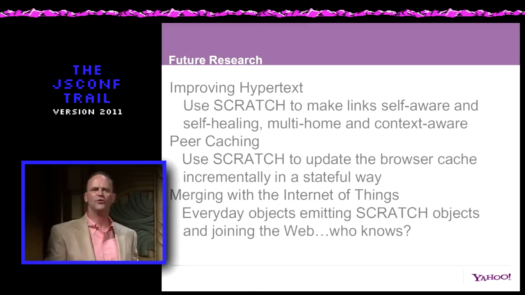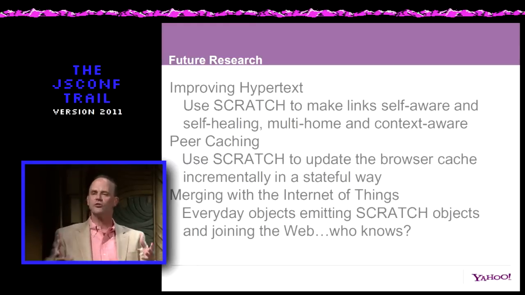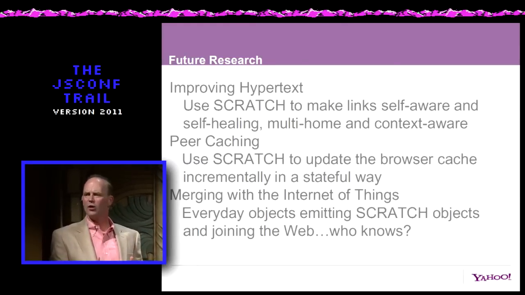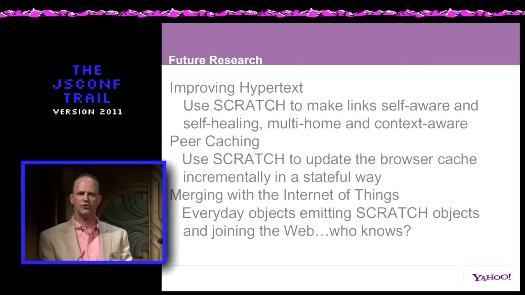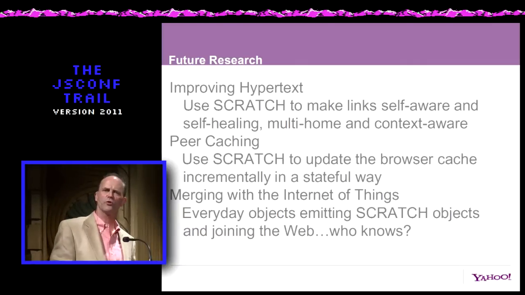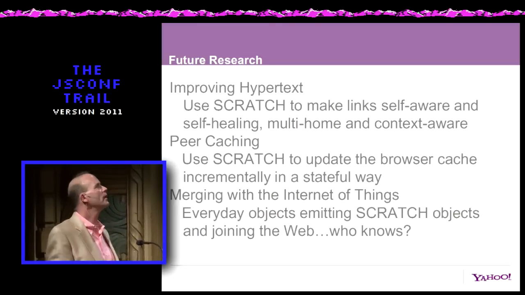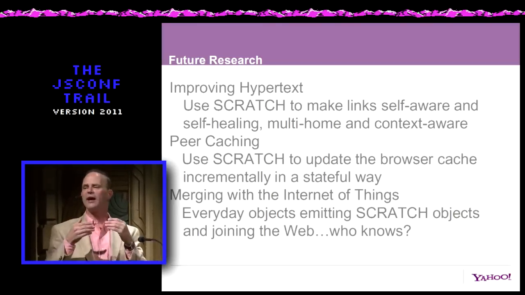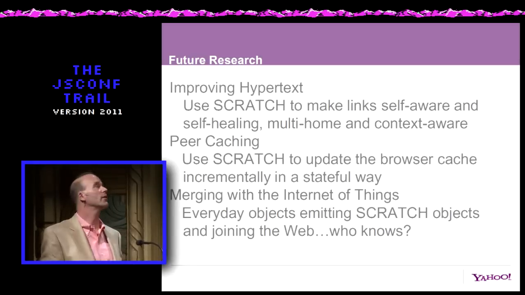If we know something about you and we know that, for instance, you're a JavaScript programmer and you search for something along the lines of programming, we might send you to JavaScript resources or provide multiple links to JavaScript resources and order them in a way that makes sense based on what we know about you. We could make hypertext a heck of a lot better.